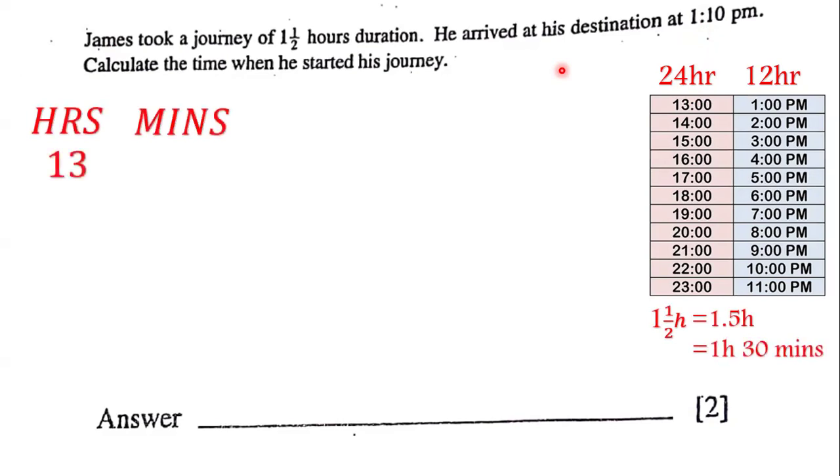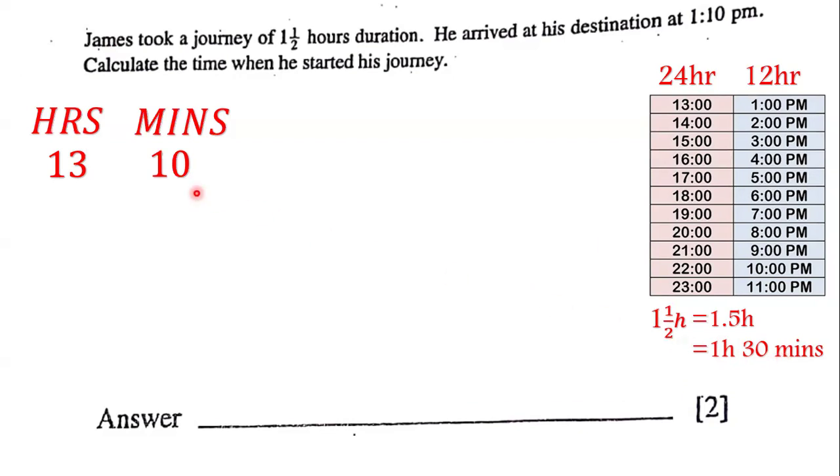So we have 13:10. The way we got 13:10 is because that's 1:10, but we expressed it in terms of the 24-hour clock, which is 13:10. Next, it says here we have 1.5 hours, which is the same thing as an hour and 30 minutes, because half an hour is 30 minutes.